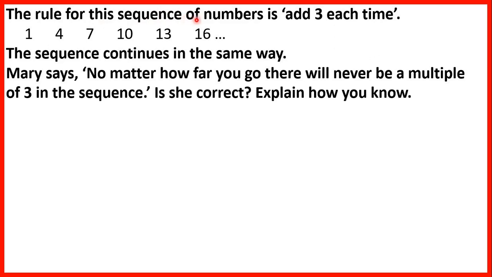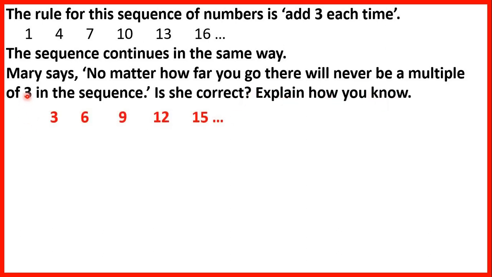The rule for this sequence of numbers is add 3 each time. The sequence continues in the same way. Mary says no matter how far you go, there will never be a multiple of 3 in the sequence. Is she correct? Explain how you know.